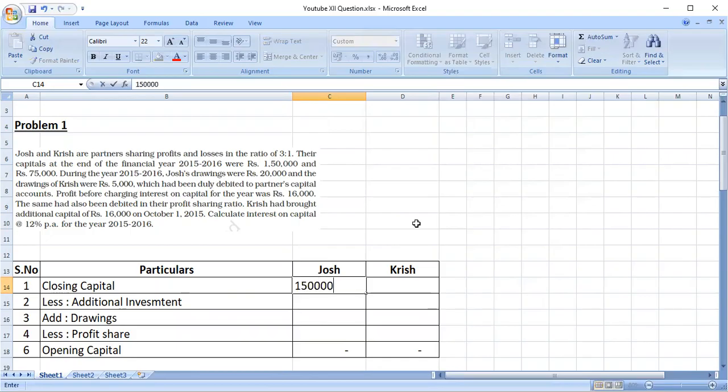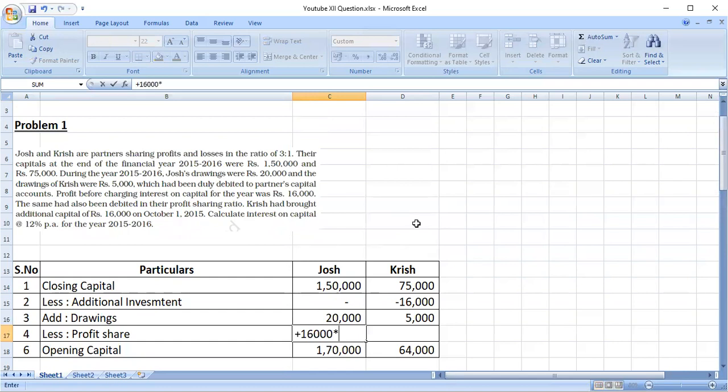We have closing capital of 1,50,000 and 75,000 for Josh and Krish. Josh has not made any additional investments, while Krish has made an additional investment of 16,000 rupees. And then we have drawings of rupees 20,000 for Josh and 5,000 for Krish. And profit share. We have 16,000 as a profit.